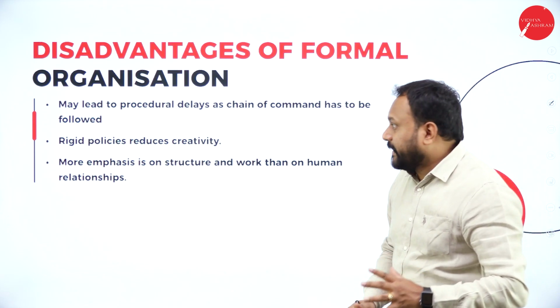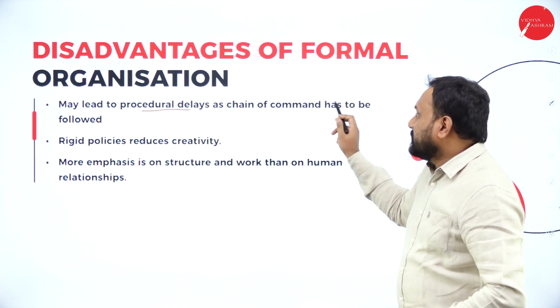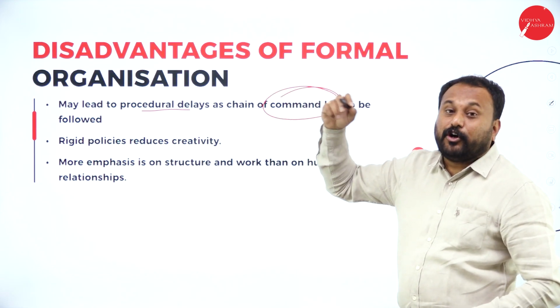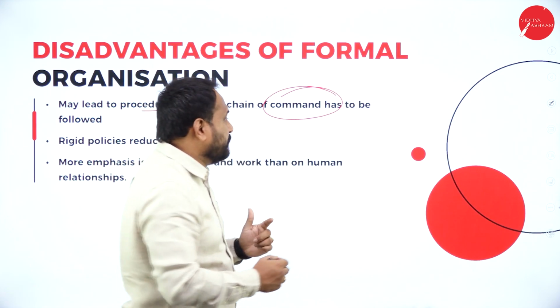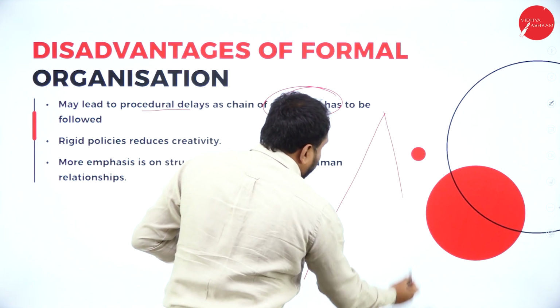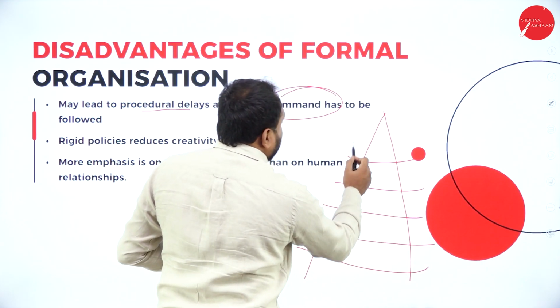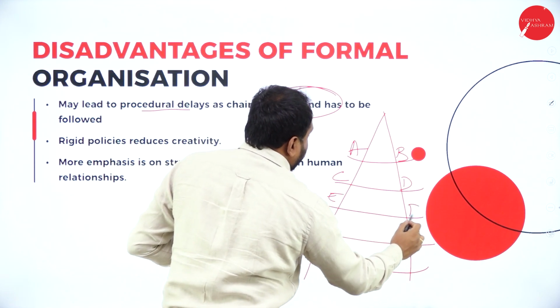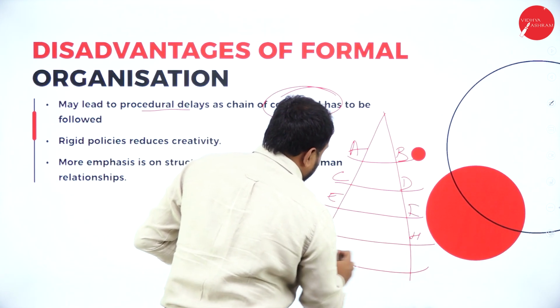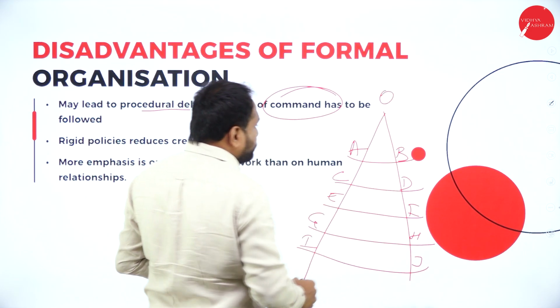Disadvantages of formal organization may lead to procedural delays, as the chain of command has to be followed. Why should the chain of command be followed? Say, for example, same example we're going to take, multiple employees. Now here we have A, B, C, D, E, F, G, H, I, and J. Here we have, say, O.